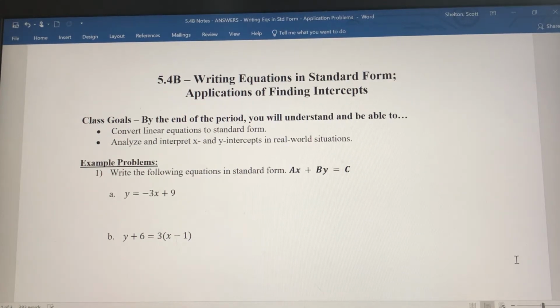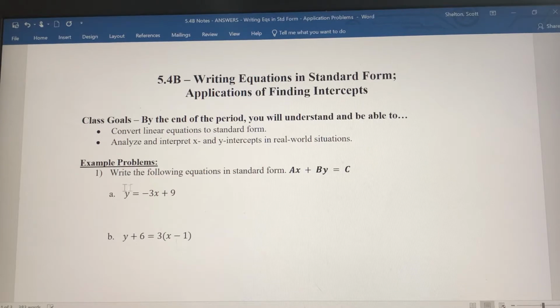All right, guys. So in this video, we're going to be converting linear equations to standard form, okay? So what that means, standard form is going to look like this: AX plus BY equals C. Okay, so we're going to want to make sure that all of our equations are in this form, AX plus BY equals C. A, B, and C all need to be integers, no fractions, no decimals, okay?